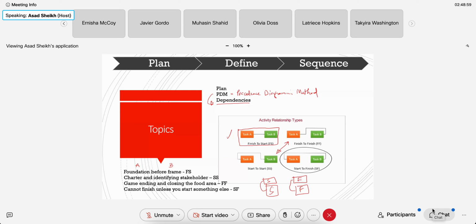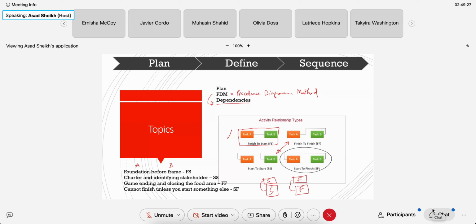This one is the more normal kind, where B depends on A, so B is not going to start until A finishes. So B is always behind A. This is the easiest to remember, and it's the more natural kind. You cannot take the next class unless you finish the previous class. This is that one, FS.